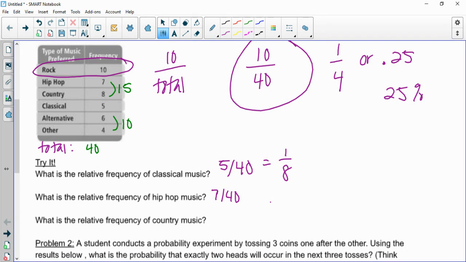Then it says, what's the relative frequency of country music? Again, you find country, it says 8. So we got 8 out of 40, which reduces to 1/5, which I just happen to know is 20%. You don't have to write these as decimals or percents. You can leave them as fractions. However you want to do it is really fine. Okay, so there's one example.